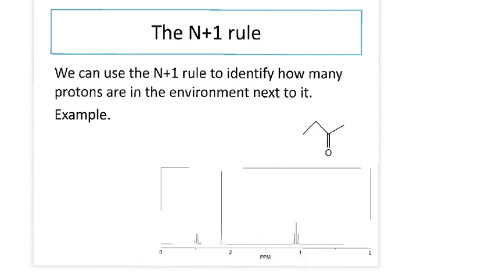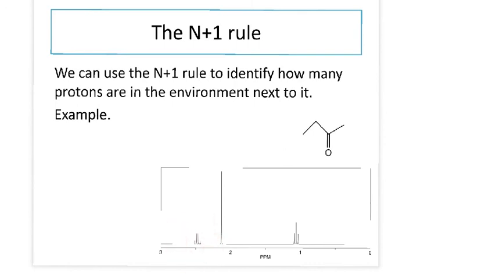Now that leaves us with this CH2 group here, and that is next to a carbon which hasn't got any hydrogens on, but it's also next to one that's got 3 on, so n plus 1, 3 plus 1 is 4, so you'll see a quartet, which is why we see 4 peaks here.